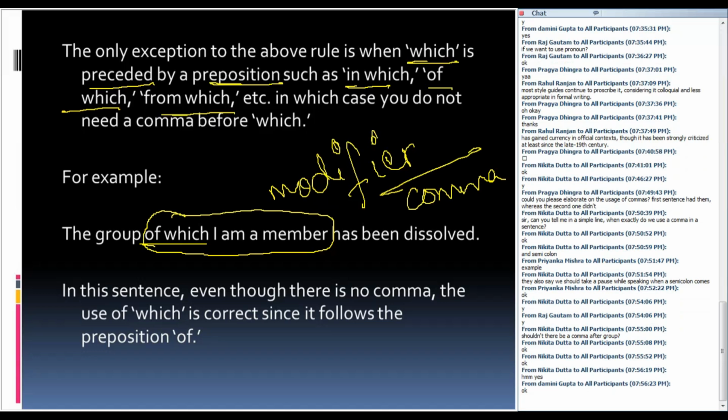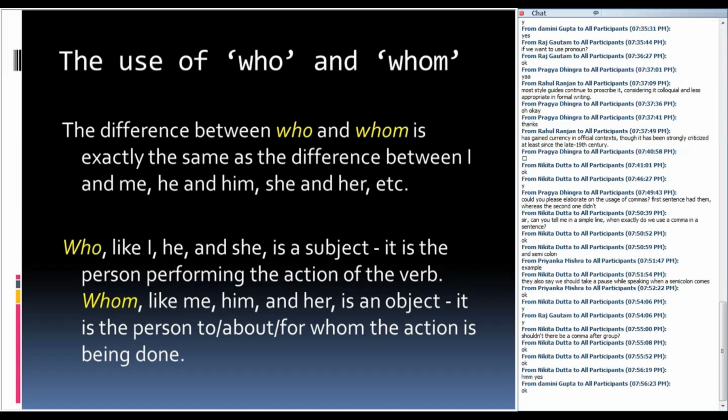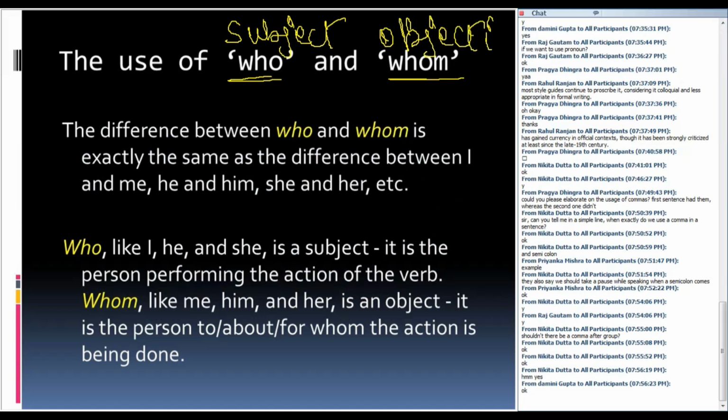Okay. Now let us come to the last one, that is the usage of the pronouns who and whom. When should we use who and when should we use whom? Remember, who is the subjective case of the pronoun and whom is the objective case of the pronoun. But there is a lot of confusion. Should I say who or whom did you give this book to? Should I use who or should I use whom?